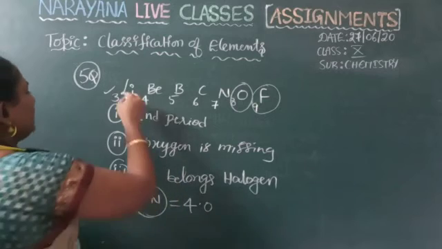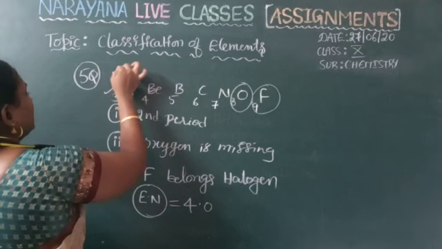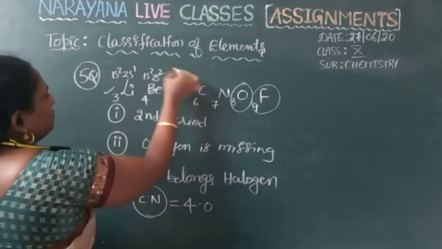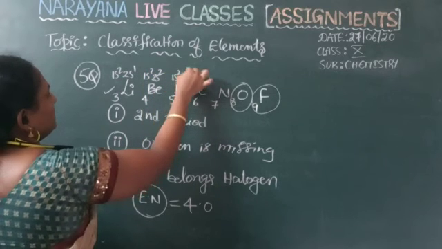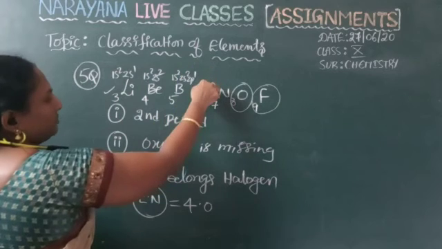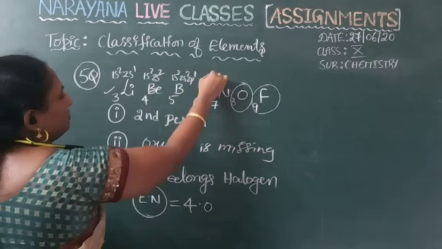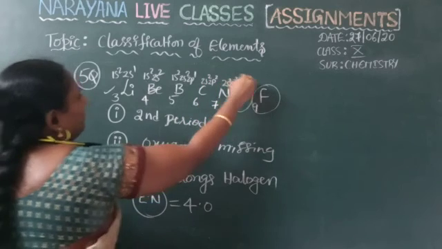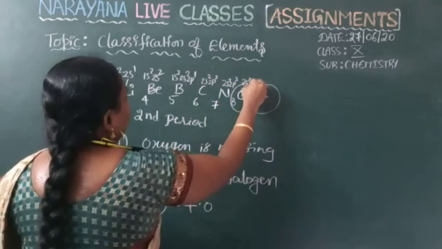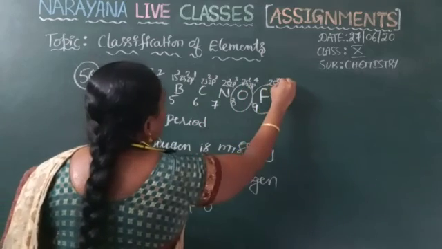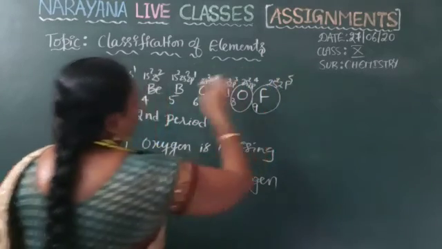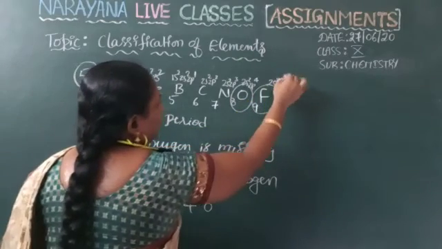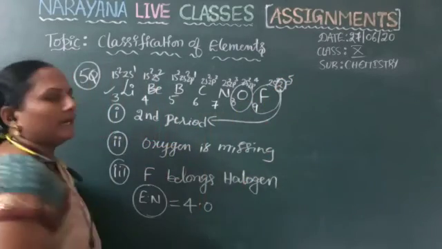By observing the configurations: 1s2 2s1 for lithium, 1s2 2s2 for beryllium, 1s2 2s2 2p1 for boron, 2s2 2p2 for carbon, 2s2 2p3 for nitrogen, 2s2 2p4 for oxygen, and 2s2 2p5 for fluorine. The last shell number is 2, and that shell number indicates the period number.